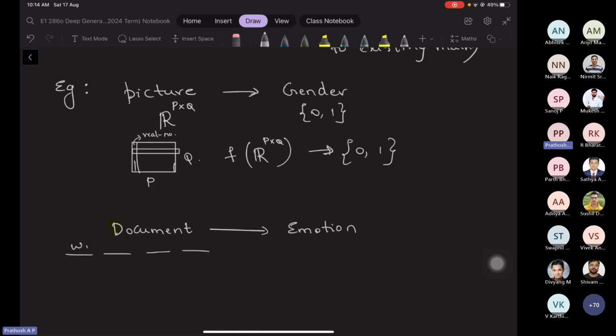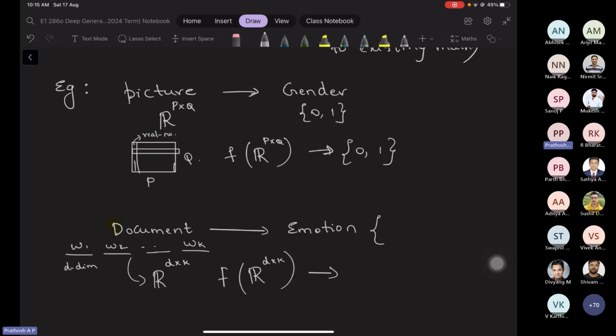You can think of these as a collection of words, keywords. All these words are represented as vectors, each of them represented by, let's say, a d-dimensional vector. Which means that this entire document now will become a point in a d cross k dimensional space. Every document is an element or a vector in a d cross k dimensional space. What you need is a function that will take an element from d cross k dimensional space, which is a document, and map it to, let's say, this emotion.